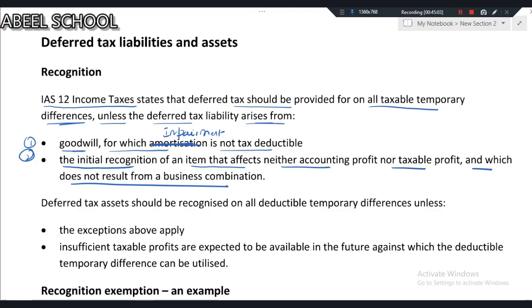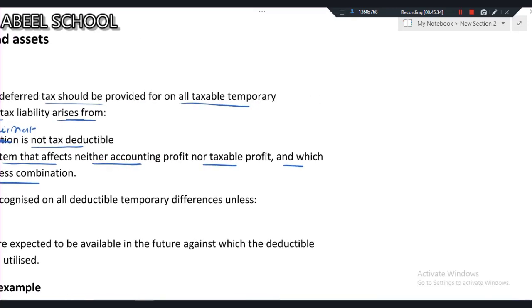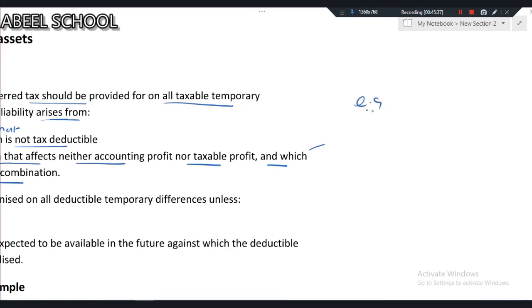The second exception is the initial recognition of an item. You're recognizing something, it could be an asset, could be a liability. But at the time of recognition, it is not affecting accounting nor taxable profit and is not a result of a business combination. Simply, the difference is not arising in group accounts or due to group accounting. Let me give you an example of the second. For example, you bought property, plant and equipment for $100 million and your company says it has a useful life of 5 years.